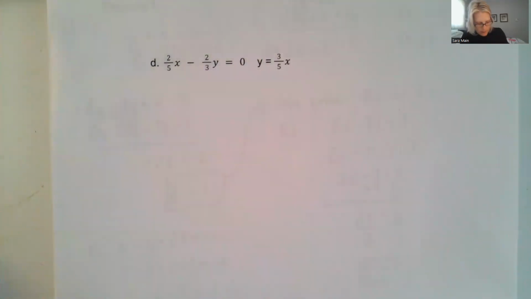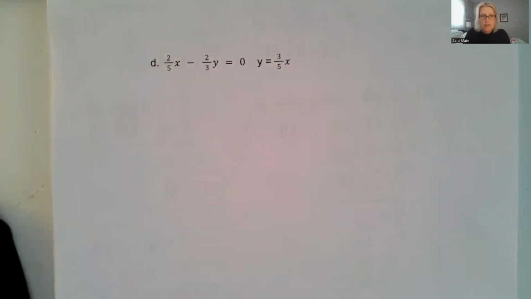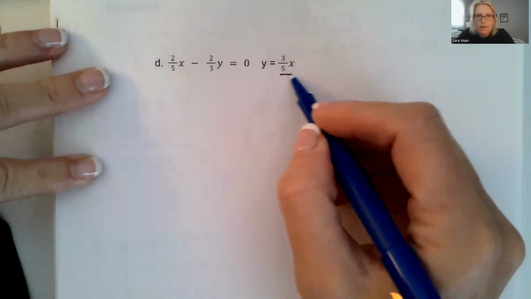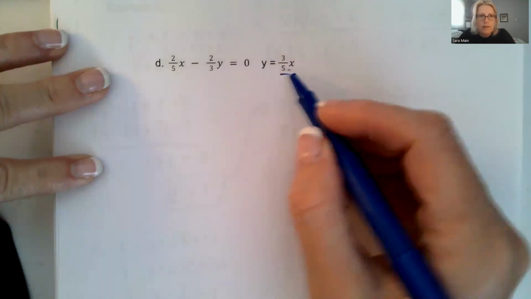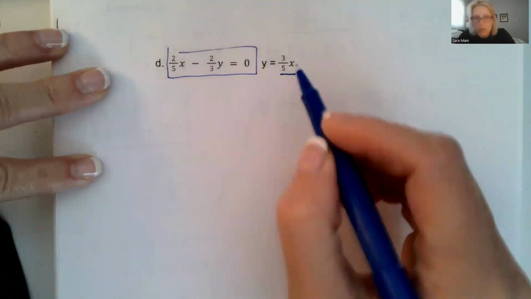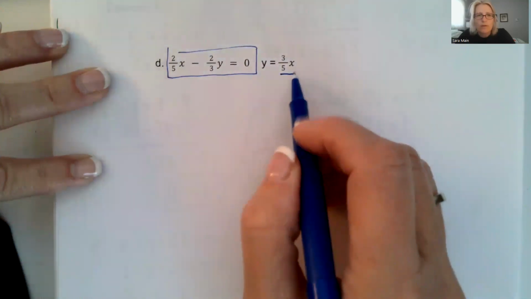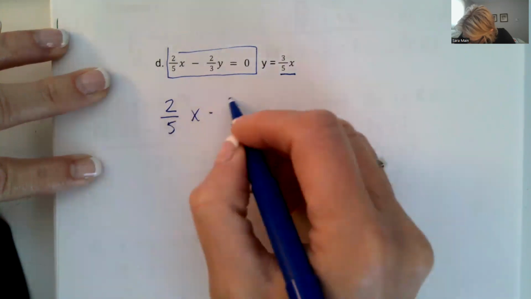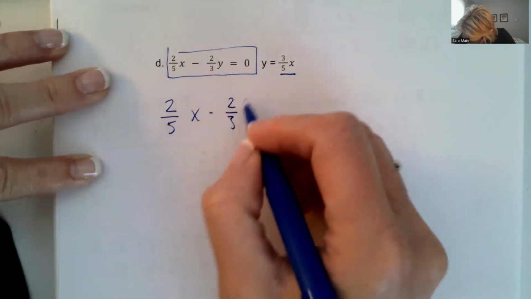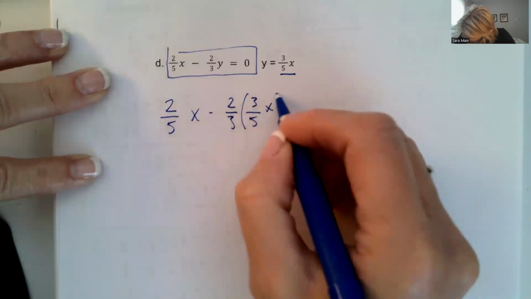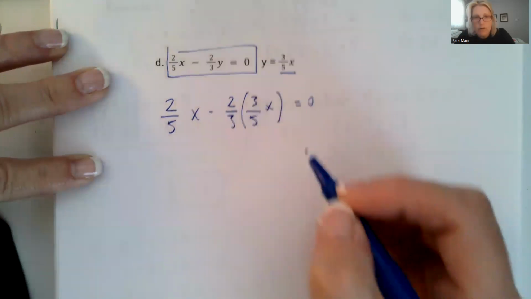So back to a fraction situation. I know how to make y by using 3/5 x. So in my first equation here, I'm going to replace y with 3/5 x. So 2/5 x minus 2/3, and then this is going to be 3/5 x equals 0.